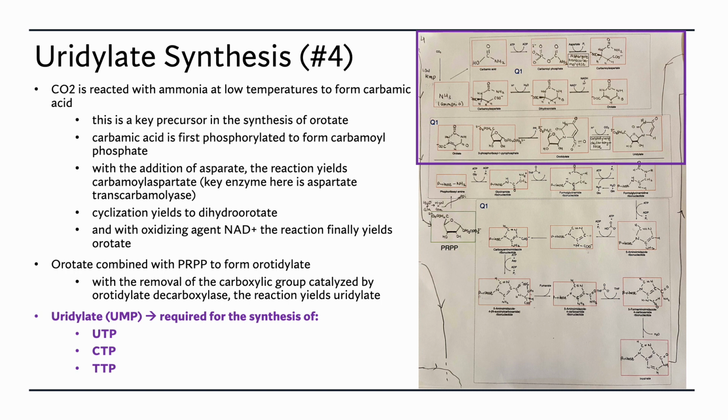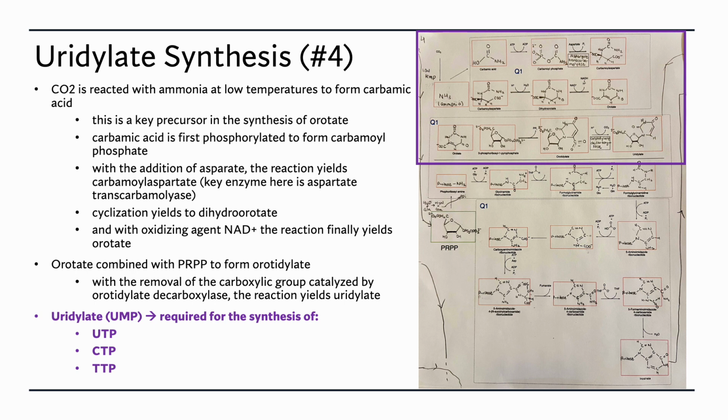Now, moving on to how our pyrimidines are made. First, we need to make uridylate, and to do this, CO2, which is another starting molecule that was mentioned, is reacted with ammonia at low temperatures to form carbamic acid. And this is a precursor in the synthesis of orotate.